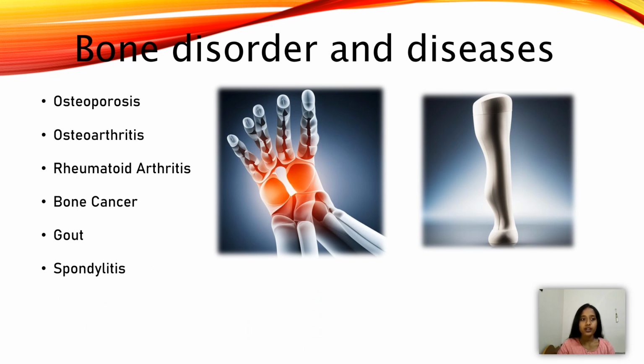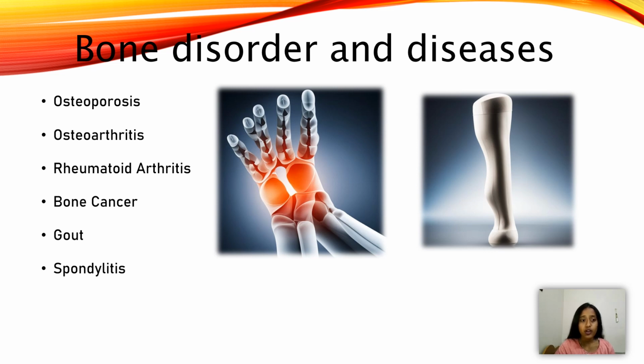Various bone disorders are osteoporosis, osteoarthritis, rheumatoid arthritis, bone cancer, gout, and spondylitis. Let us see one by one. Osteoporosis is a condition usually found in women after menopause, when the estrogen levels are decreased. Osteoporosis is characterized by weakened bones; they become brittle and very prone to fractures. The bone density and strength are reduced, and small holes or pores develop in the bone.